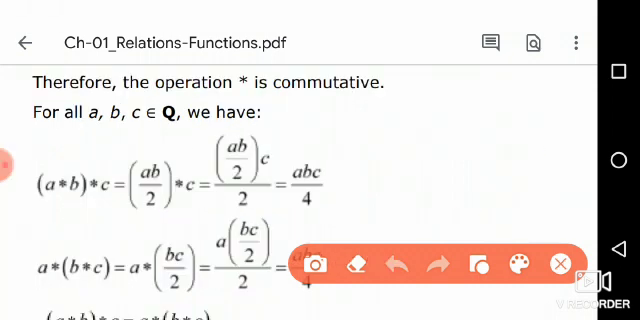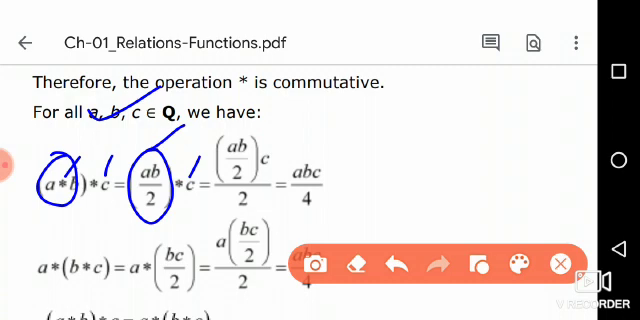We have to check the associativity for the given binary operation star. For all A, B, C belonging to Q, we have the left hand side (A star B) star C. By the definition of the star, we have AB divided by 2 star C. Again, by the definition, AB by 2 star C can be written as AB by 2 into C, whole divided by 2. That gives ABC divided by 2 to the 4. Therefore, the left hand side of the associative law is ABC divided by 4.